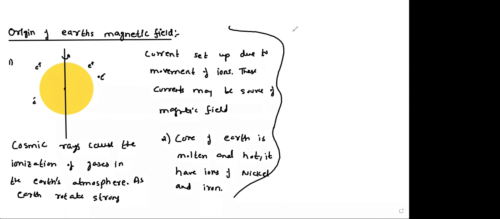Yes. If I say, what is current? Current is flow of charge. So if electrons are moving, it's current. If iron ions are moving, that means charged particles are moving, that will constitute current. So these rotating nickel and iron ions may cause current, and that current can generate a magnetic field.